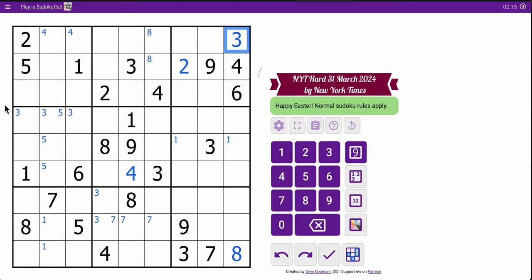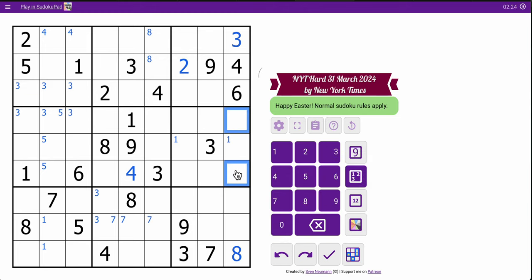Okay, up there, 3's placed. I'll put 3 there. 9's in one of these 2. I think that's all I get. Yep.